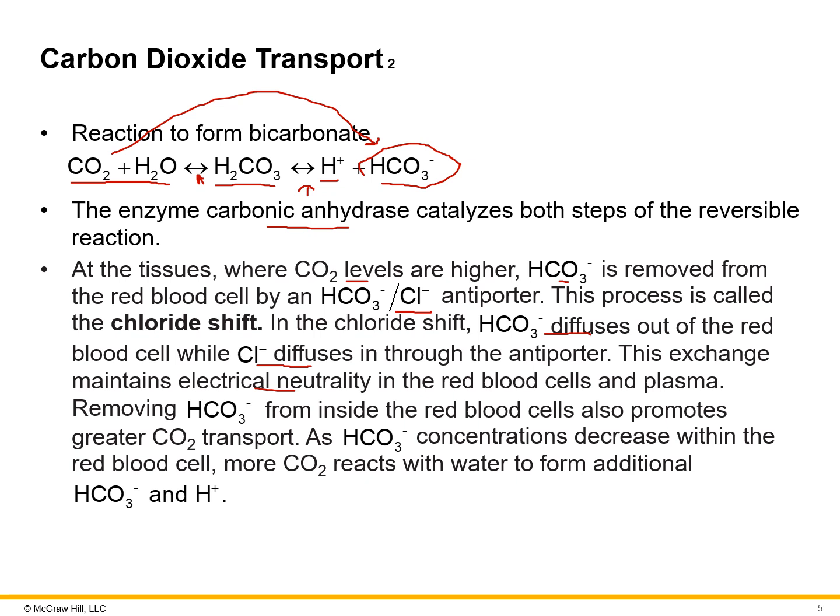So removing that from inside the red blood cell, though, promotes the transport of that carbon dioxide because more can then come in to form more carbonic acid and then more bicarbonate. But we need to keep the concentration of bicarbonate low, which is why we need the chloride coming in so they get exchanged.